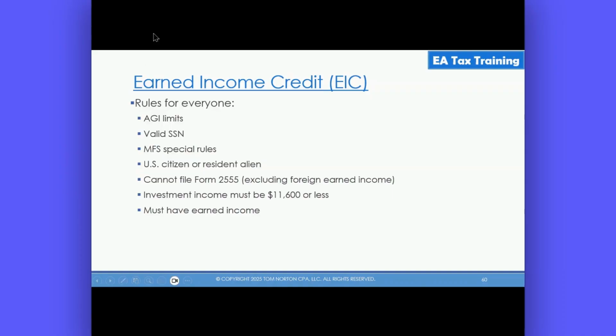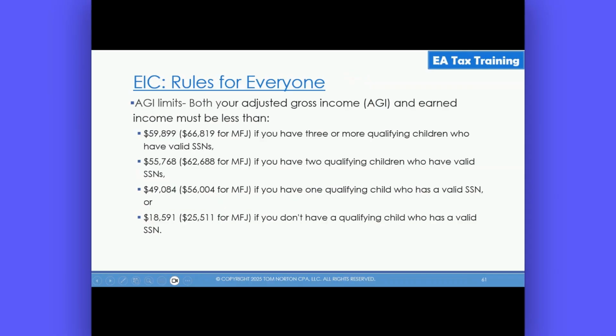And we'll talk about each of these things in turn, but there are certain adjusted gross income limits that you have. You have to have a valid Social Security number. If you're married filing separately, there are special rules. You have to be a U.S. citizen or resident alien. You cannot have filed Form 2555 to exclude foreign earned income. Your investment income must be less than $11,600, and you must have some earned income. So let's look at each of these.